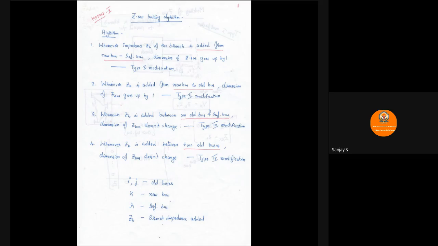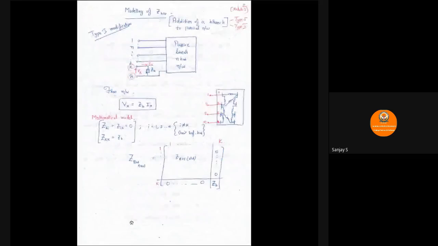Now let us talk about the notations we are going to use here. I and J are notations for old bus, K is the notation for new bus, R is the notation for reference bus, ZB is the notation for branch impedance included in every step. Now let us go to mathematical modeling. So far we were just talking about the size of the Z bus, how it changes in case of every modification. Now let us see how the elements of the matrix should be written.